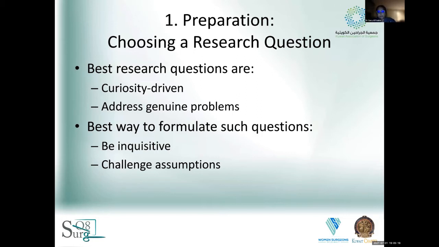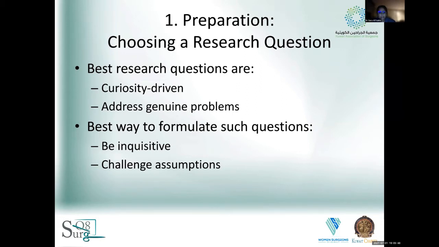How do I even come up with a research question? Some people might ask. The best research questions address real clinical problems, and you can find these problems if you're driven by curiosity in your day-to-day practice. If you're a clinician, you're actually quite lucky, because in your day-to-day practice, you encounter things that might harbor unanswered questions that you can design a research paper around.